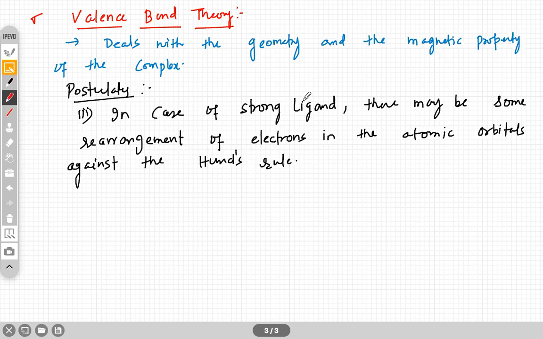Right? One thing here, I said in case of strong ligand. So what is a strong and weak ligand? We haven't discussed that yet. You will understand this when we do CFT, that is crystal field theory. There I will tell you how to find out. Basically, you have to memorize which ligand is strong and weak, and it's not that difficult. If you solve some questions, you will memorize it easily. But for this one, I'll let you know whether a particular ligand is weak or strong. So this is the rearrangement against Hund's rule, right?